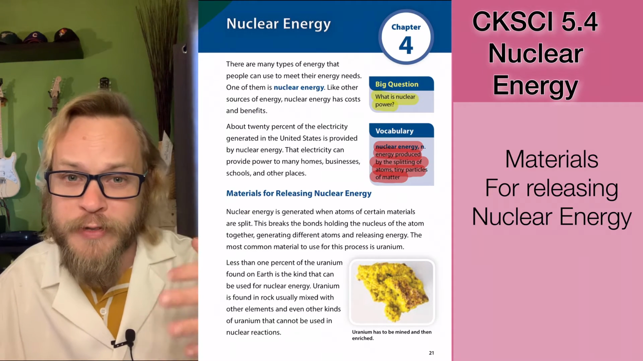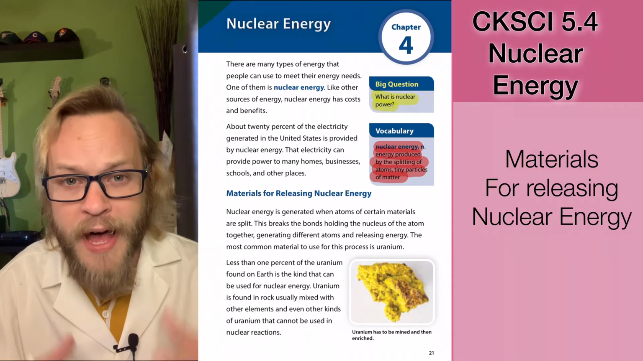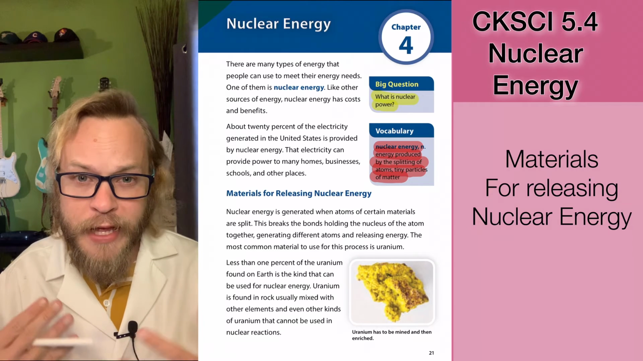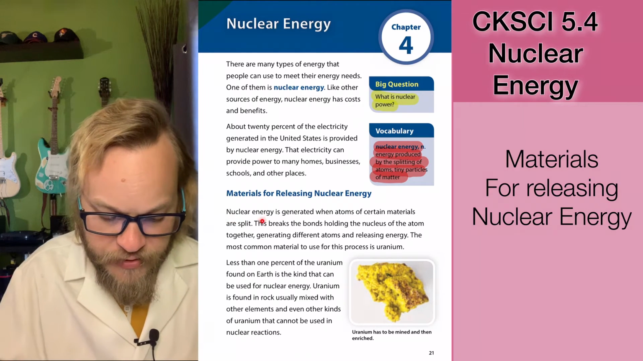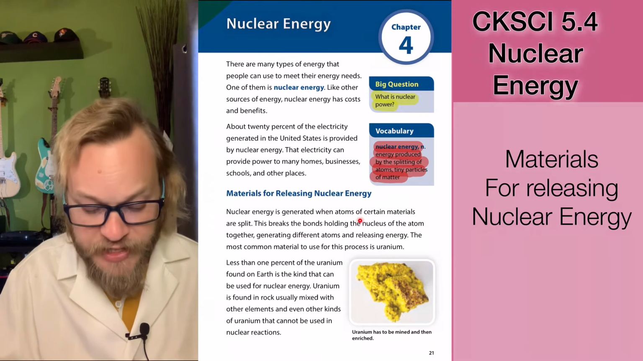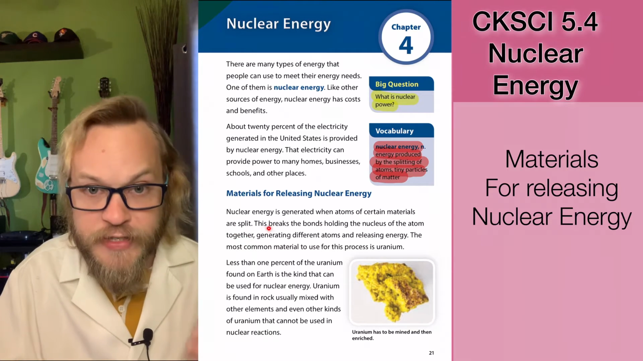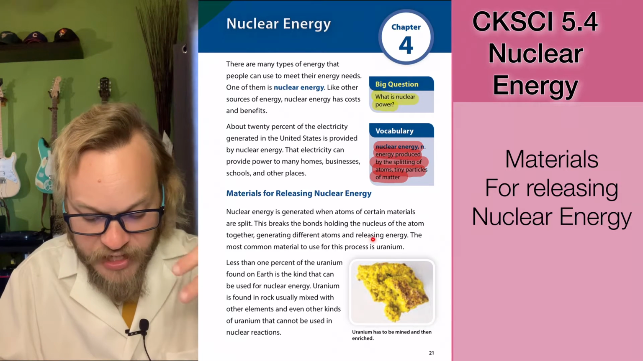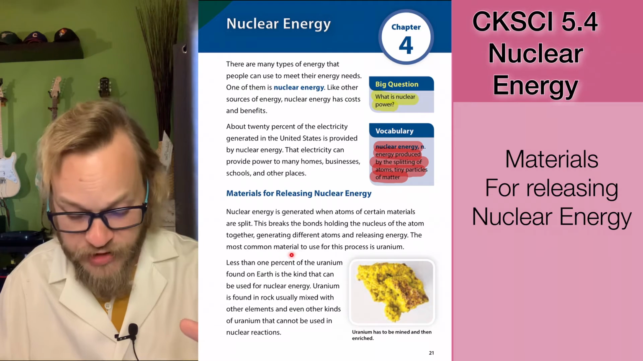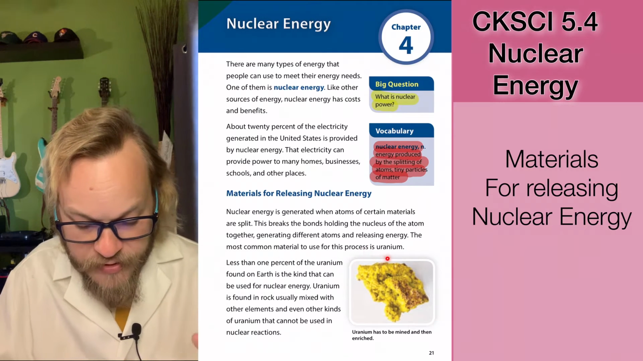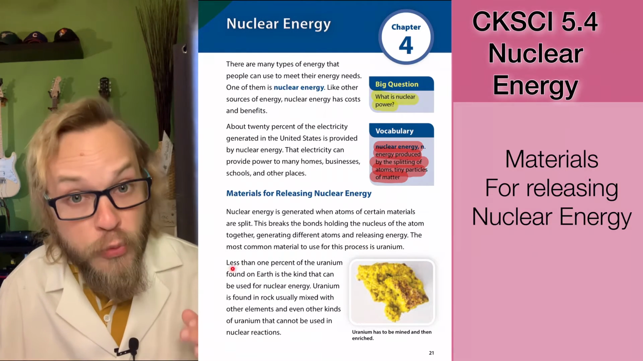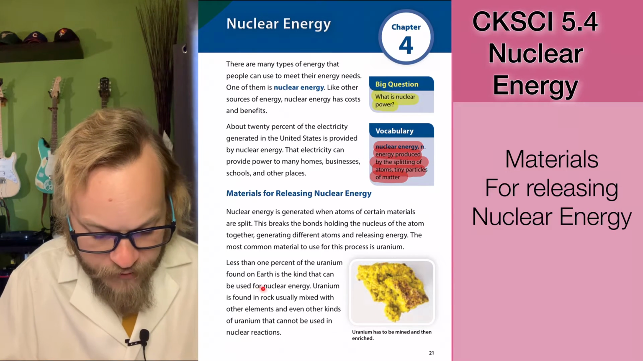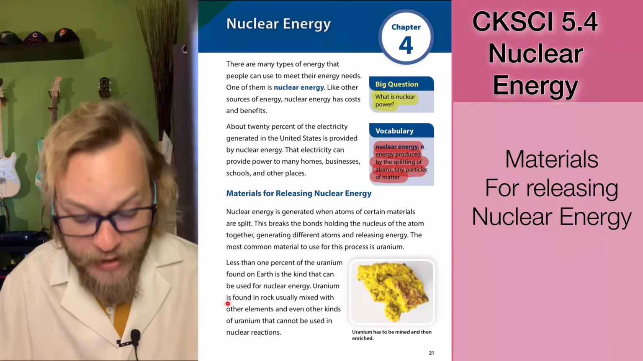First, you need your materials. For fossil fuels, you dig up or you mine or drill a well for oil, natural gas, or coal. But what materials are needed for releasing nuclear energy? Well, nuclear energy is generated when atoms of certain materials are split. This breaks the bonds holding the nucleus of the atom together, generating different atoms and releasing energy. The most common material to use for this process is known as uranium. But less than 1% of the uranium found on Earth is the kind that we can use for nuclear energy.